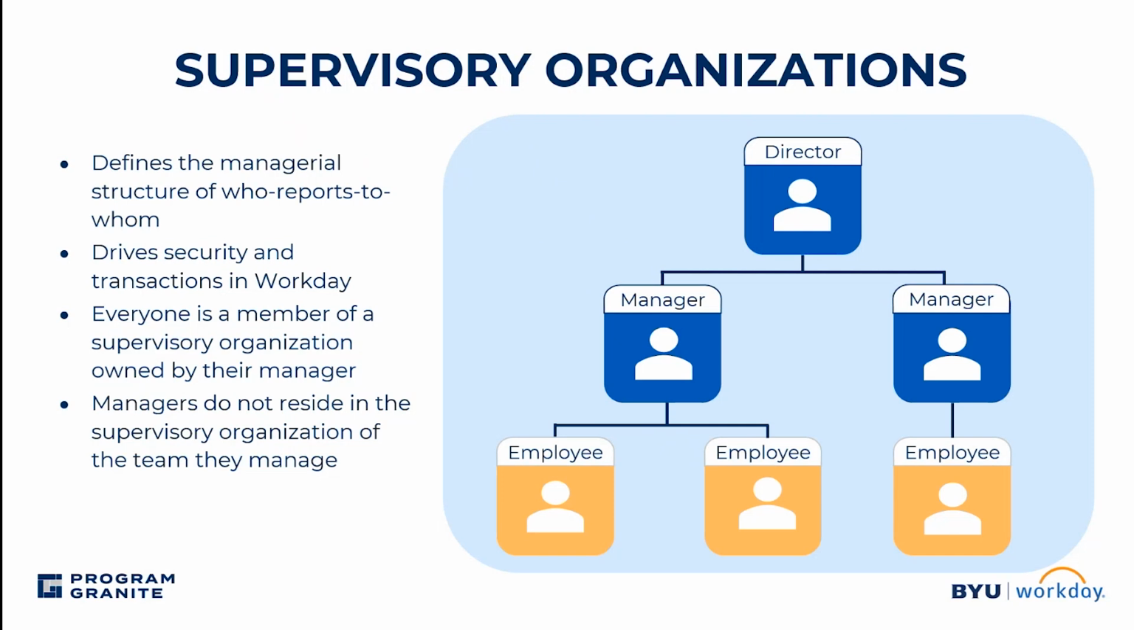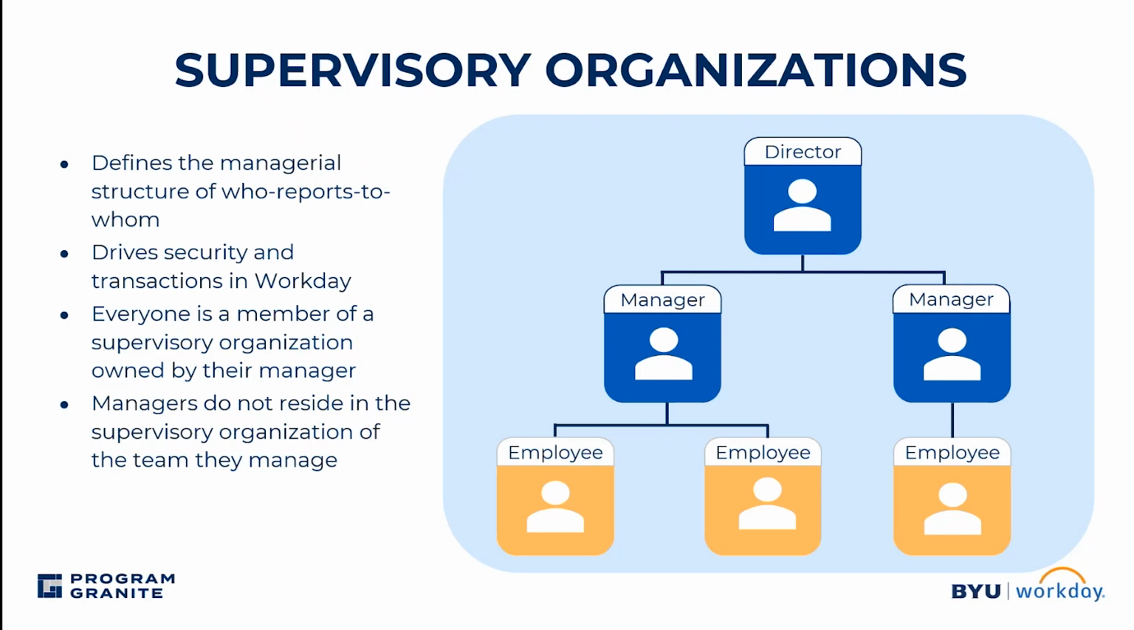Supervisory organizations tell us who reports to whom, and they also drive a lot of security in Workday. Everyone belongs to an organization. We have a good example here. We can see employees sitting underneath their manager. Your manager is not in the organization, they sit above it. And then their manager is the director, and it's above them. We took a look at the org chart, so we kind of saw this in real life.